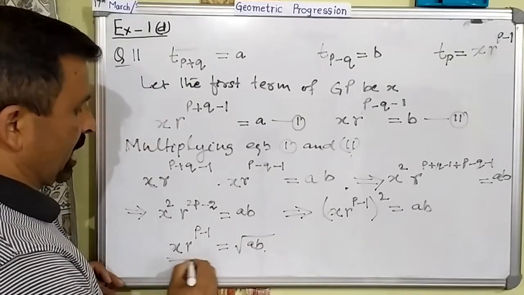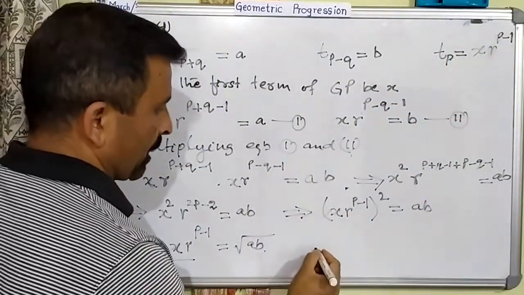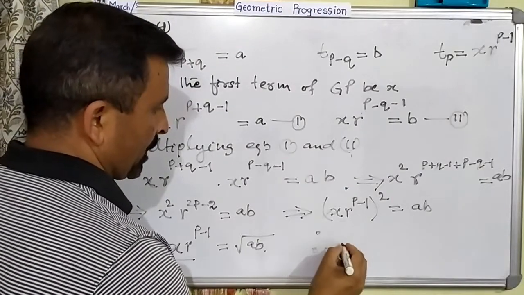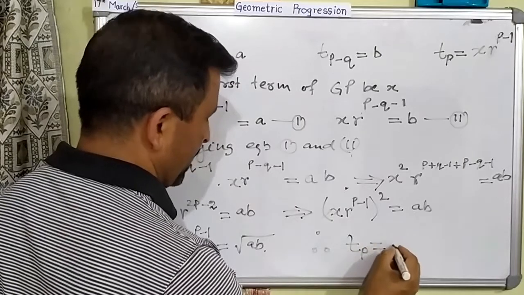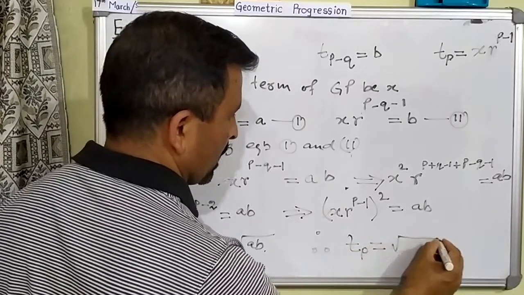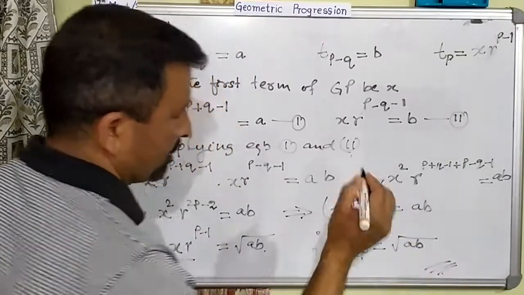What is this x r to the power p minus 1? It is your pth term. Therefore, we can say the pth term of this GP is root over a into b. This is your answer.